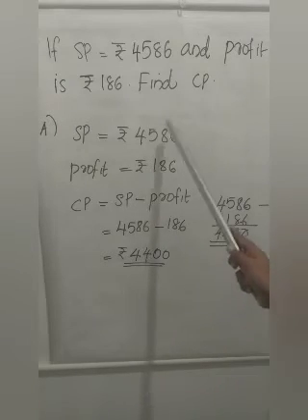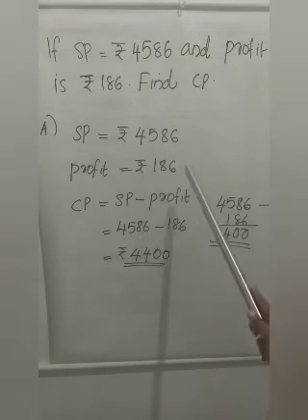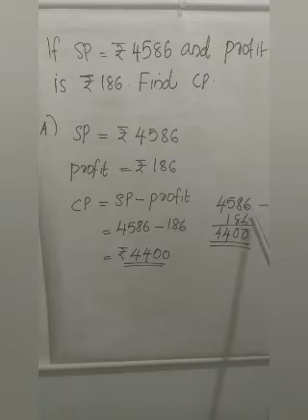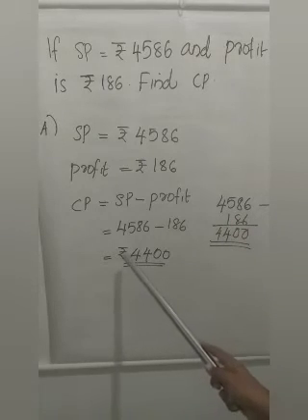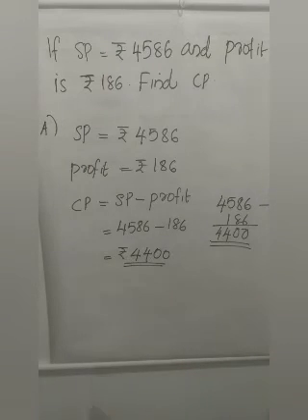Now what is selling price? 4,586 minus 1,186. Subtracting, what are you getting? 6 minus 6, 0, 8 minus 8, 0, 5 minus 1, 4, 4 here same. So what is the answer? 4,400 is the cost price.